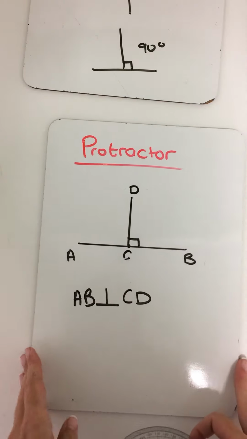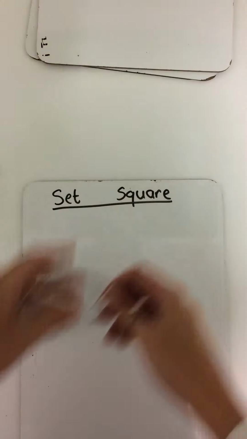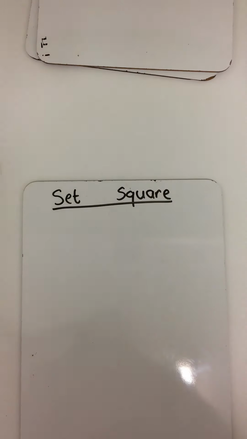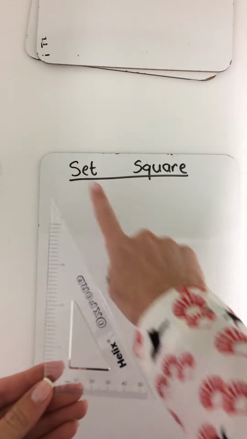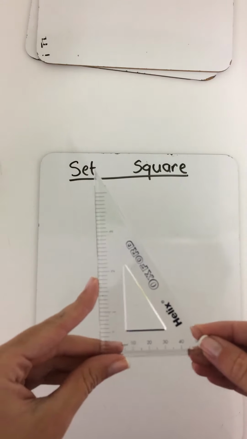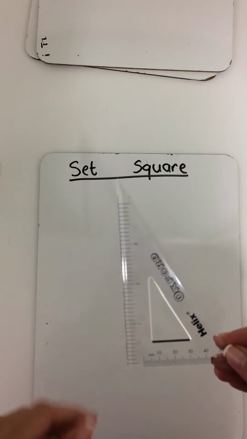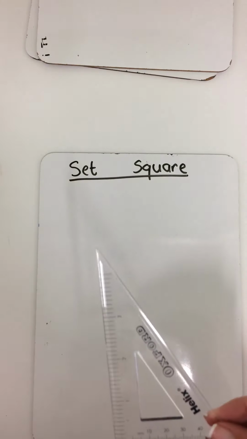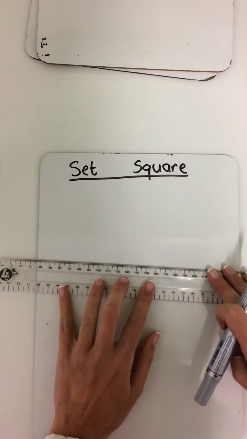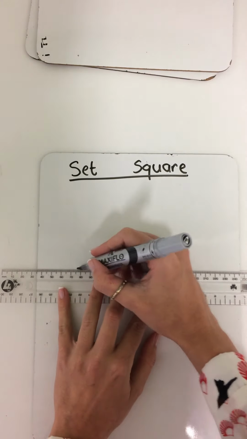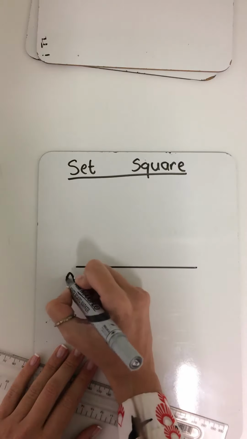The second way that we can draw perpendicular lines is by using what we call a set square, which looks like this. You found it in your geometry set. This is what we call a set square. So I'm going to show you how you draw a perpendicular line using a set square. The first thing that you need to do is draw a line segment again. So I'm going to draw my line segment across, and again I'm going to call it AB.